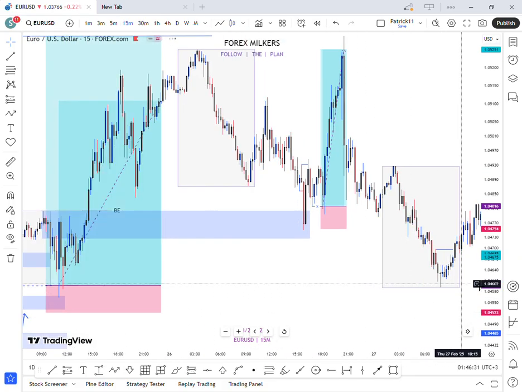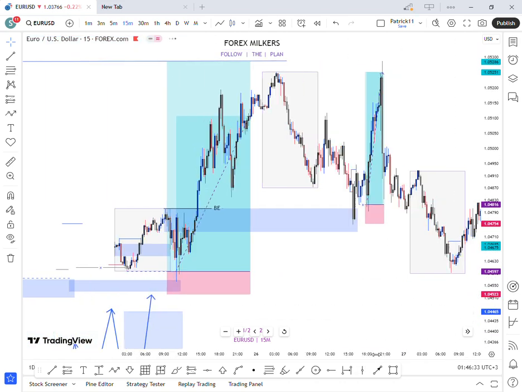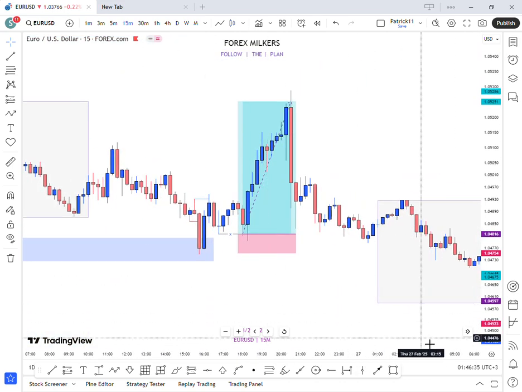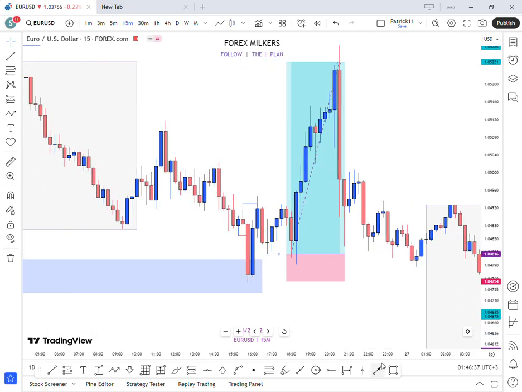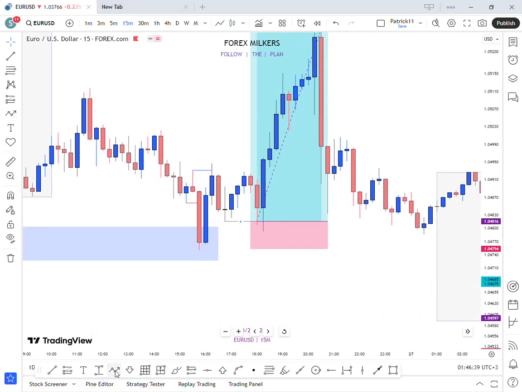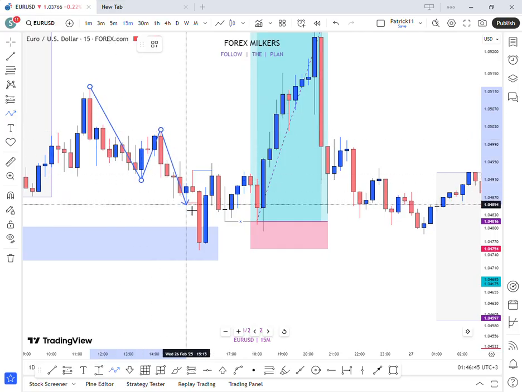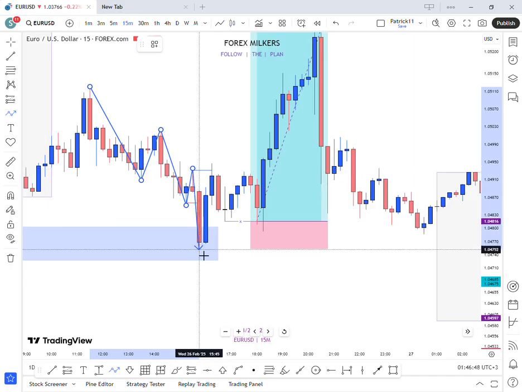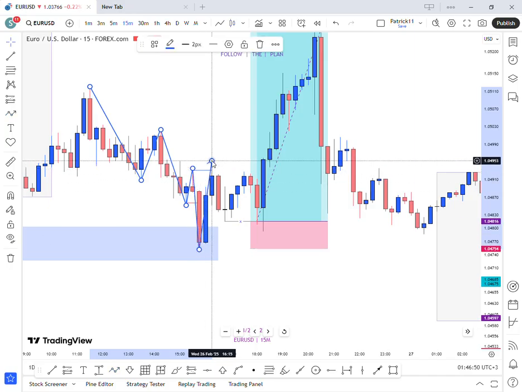I hope you can see this. Price was moving in this format. We had a drop, a pullback, another drop, a pullback, another drop. Then price did this.